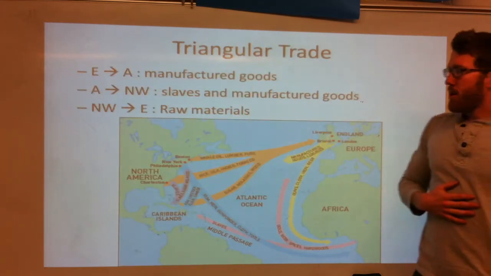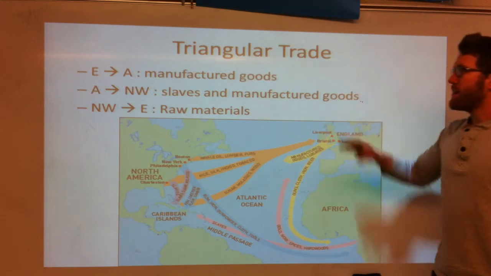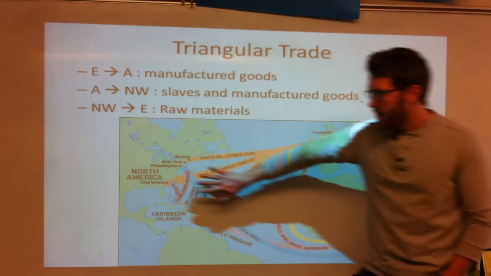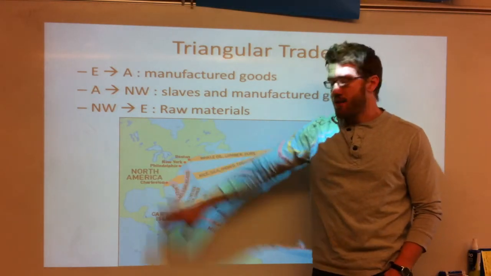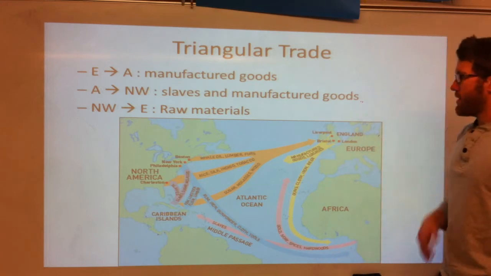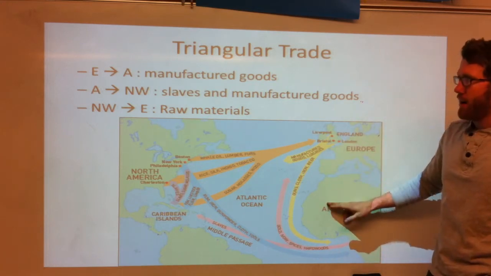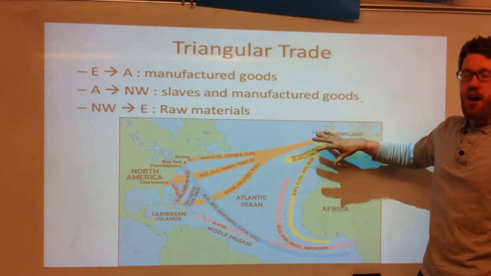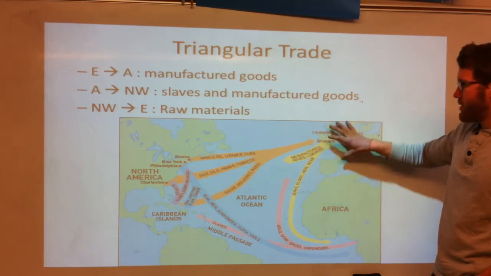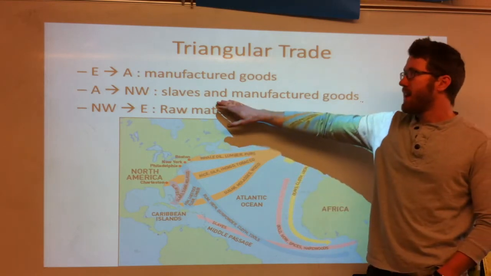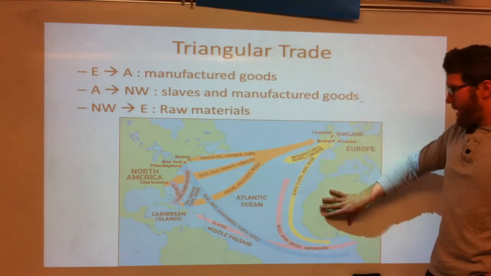And with this mercantilism, we see the rise of triangular trade. Okay? This is trade between Europe, Africa, and the colonies in the Americas. And basically, there's three legs to triangular trade. One of them is from Europe to Africa. And basically, Europeans would make manufactured goods, things like guns or other technological goods. And then they would take them to Africa, where they would buy slaves from Africa.